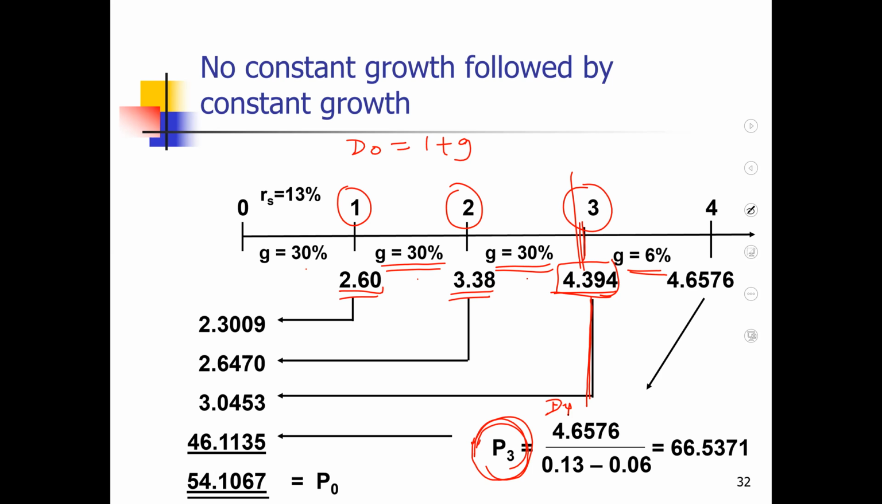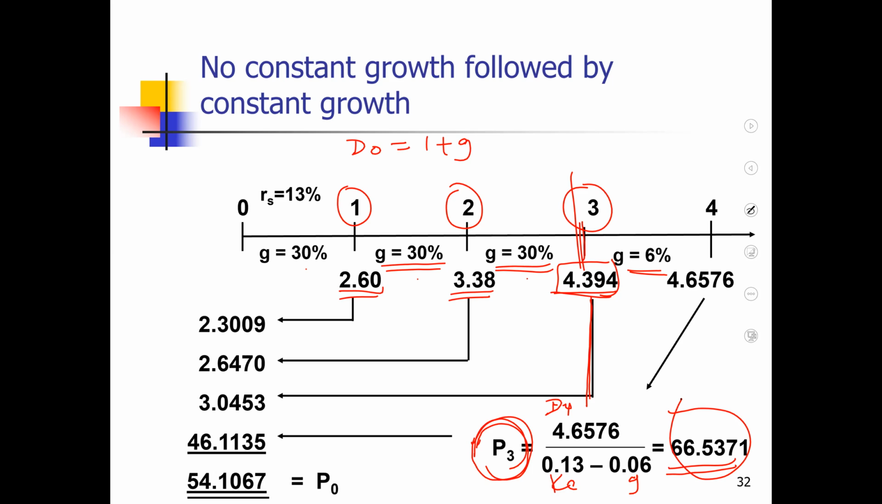Here g is 0.06. The equation which we adopted earlier, here with Ke. Then you can get this value. That means after a 3-year period, if we sold this share in the financial market, we can receive 66.53 rupees.